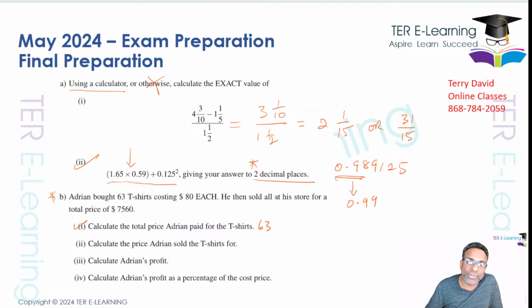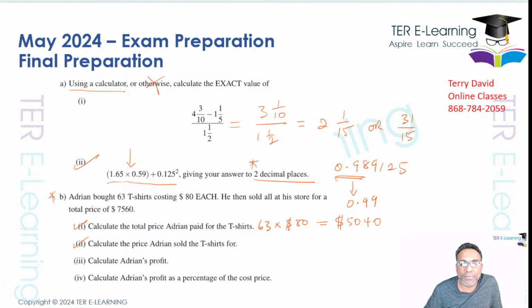So the total price Adrian paid for the t-shirts: he bought 63 of them, so that's going to be 63 multiplied by the cost. He paid $80 for each. So 63 multiplied by 80, and he paid $5,040. That's how much he paid for the t-shirts.